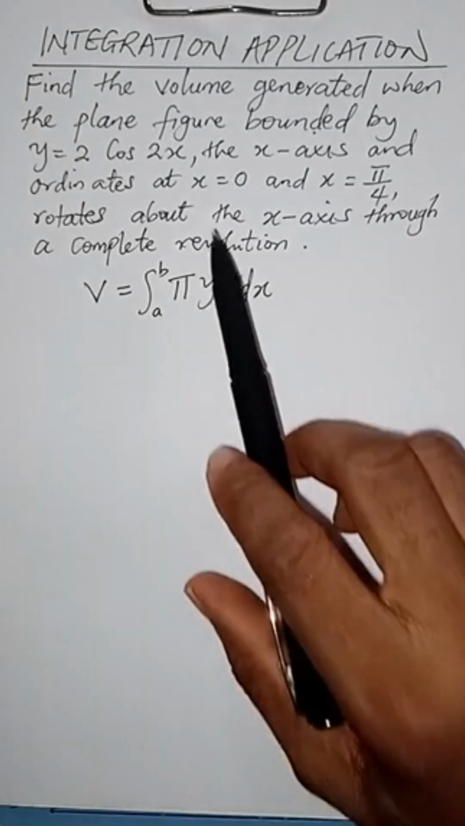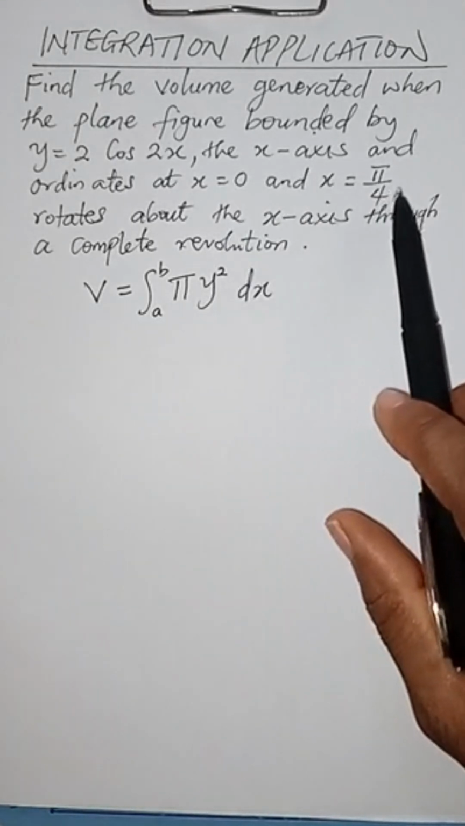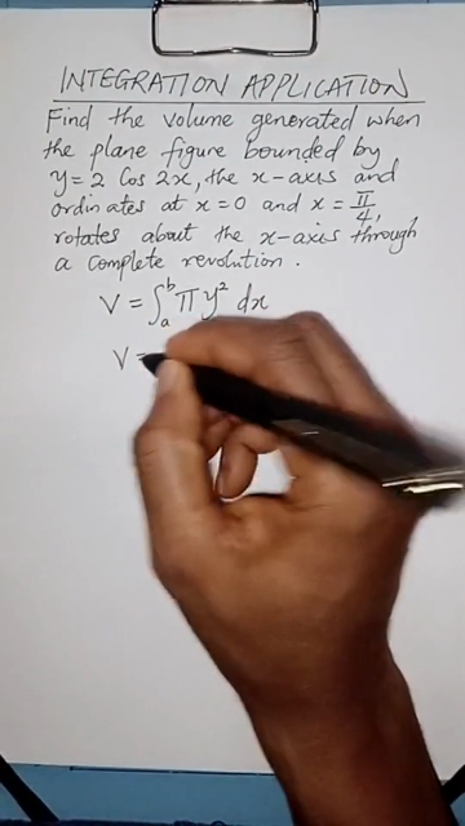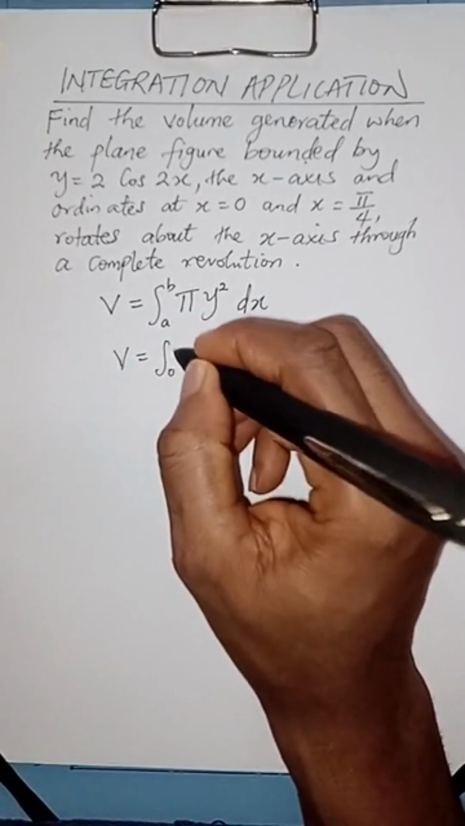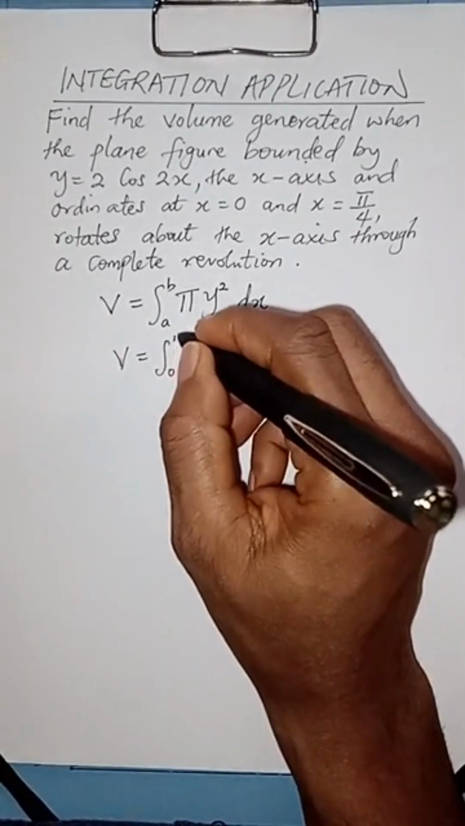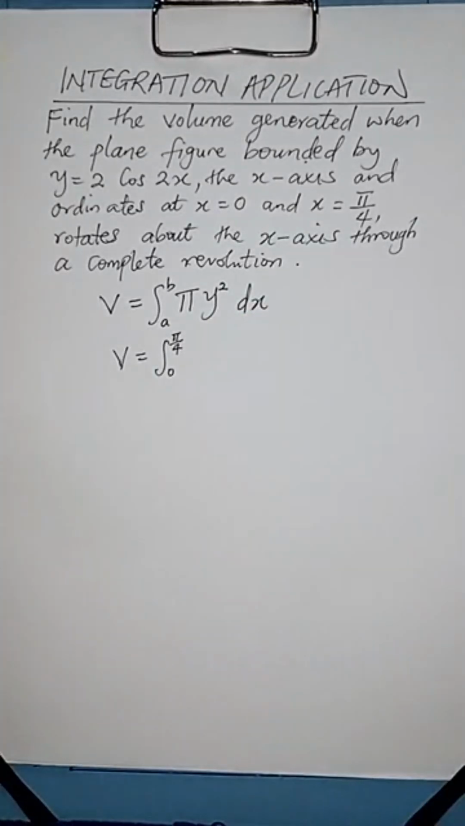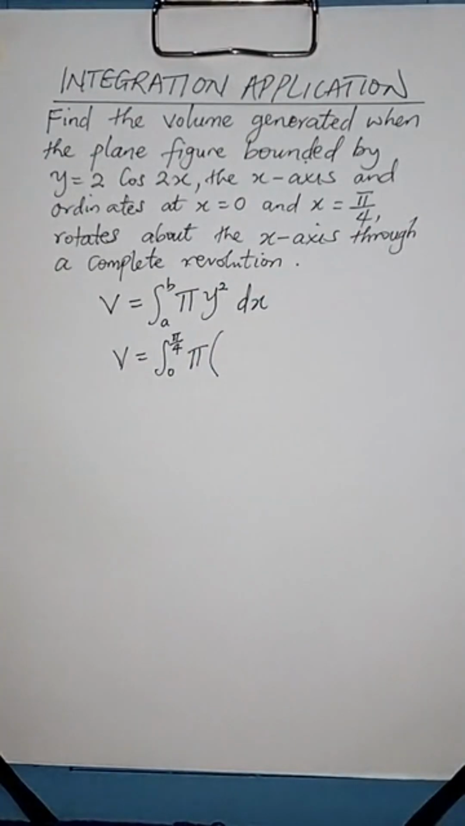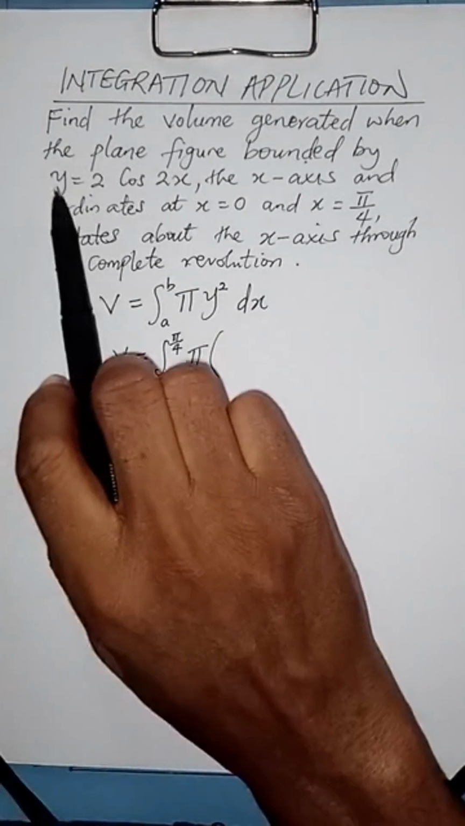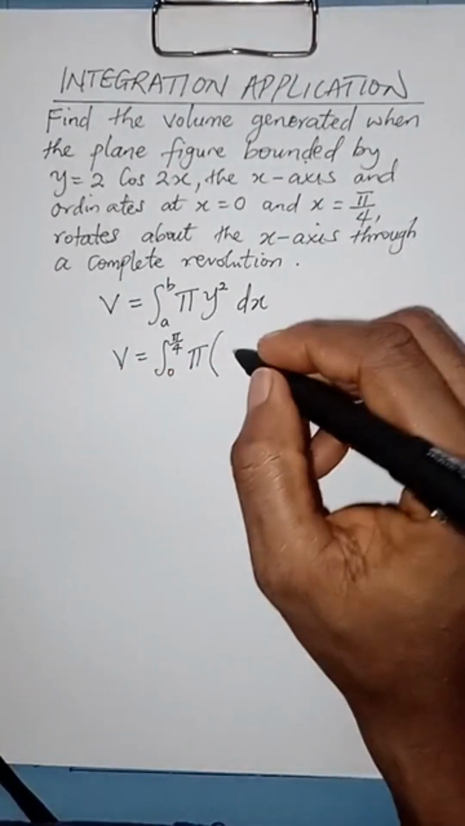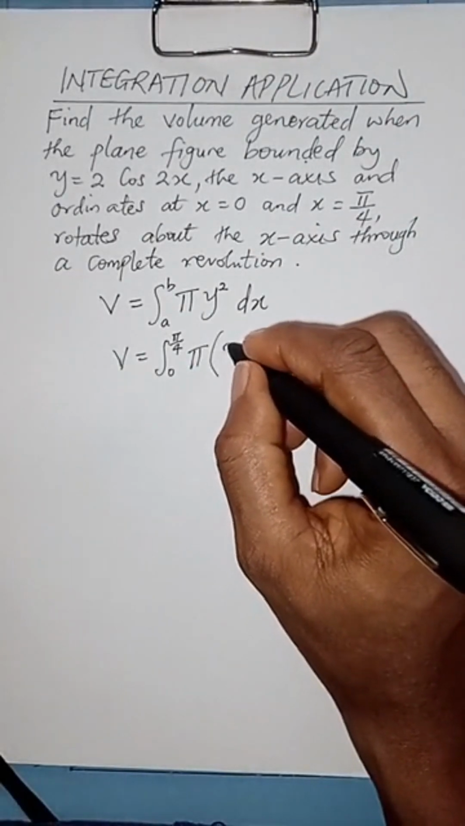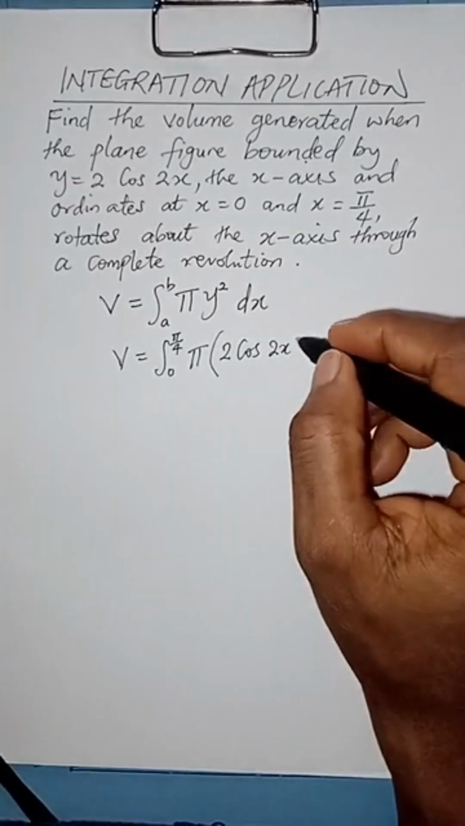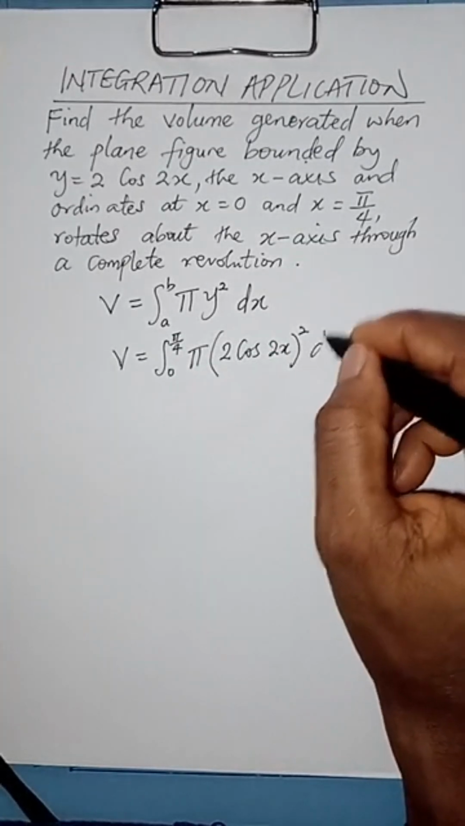Recall, it is bounded from 0 to pi over 4. So you're given a radian. So the volume will be, your a is 0, your b is pi divided by 4. This is your pi. You open a bracket for y squared. You're given the equation y equals 2 cos 2x. So in place of y, you're going to write 2 cos 2x. It's squared, so you're going to square whatever you have there, dx.